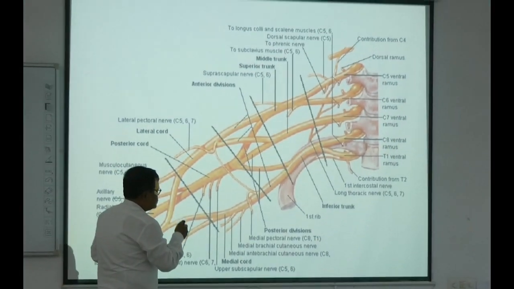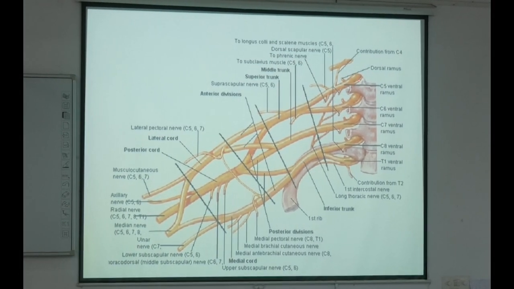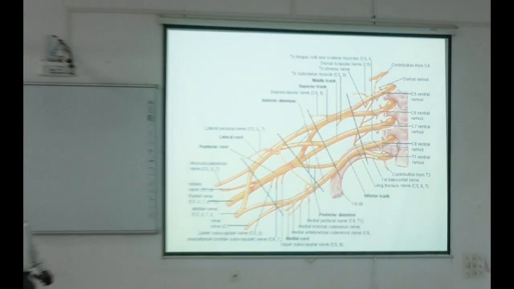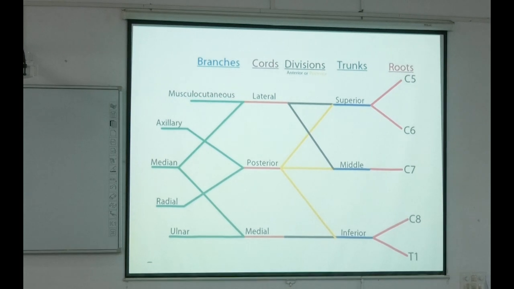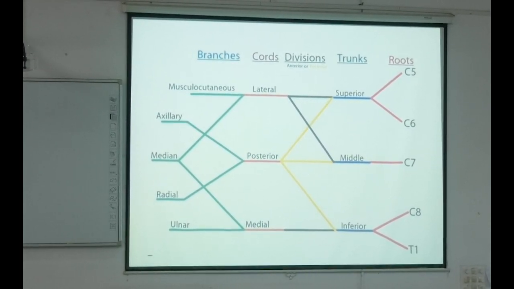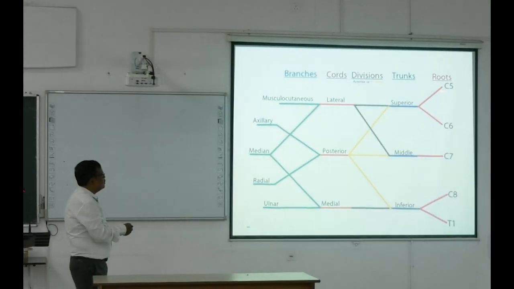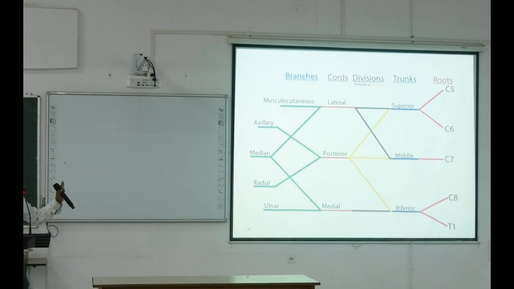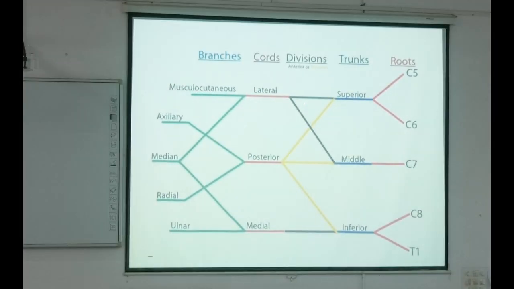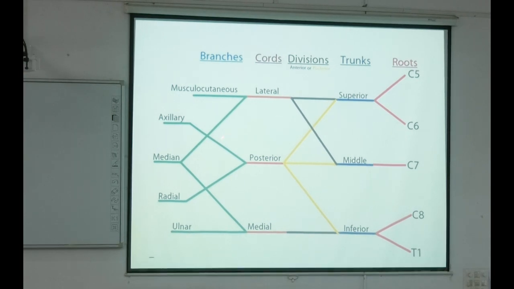Look at this, these are the roots. Now look at it carefully this way. C5, C6, C7, C8, T1 roots: C5 and C6 join together to form the upper or superior trunk. C7 continues as the middle trunk. C8 and T1 join together to form the lower or inferior trunk. Do you understand? Is it clear? After formation, they divide into an anterior division, red, and a posterior division, green. Anterior division red and posterior division green.